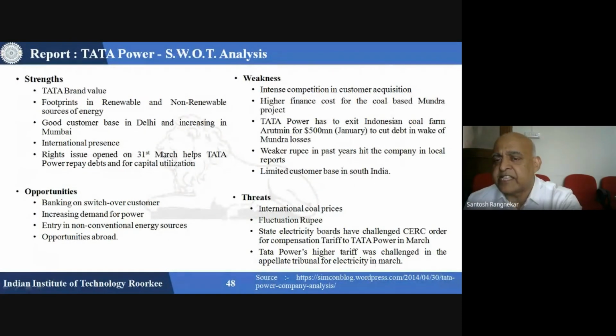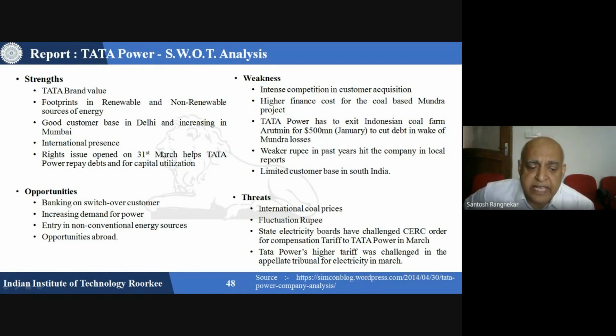One friend of mine took a loan in dollars, and within 5 years the dollar became double in price in Indian rupees. So the friend was in trouble, approached different agencies, and found that nothing could be done. He has to repay the loan in dollars only. So when we talk about the weaker rupee in past years hitting the company in local reports, many organizations get closed. Limited customer base in South India is there.